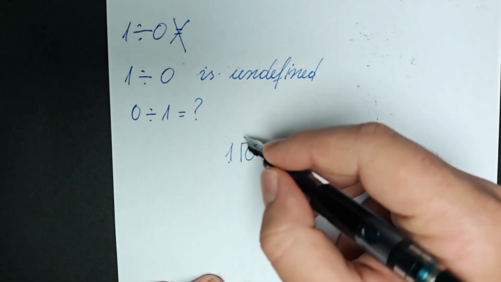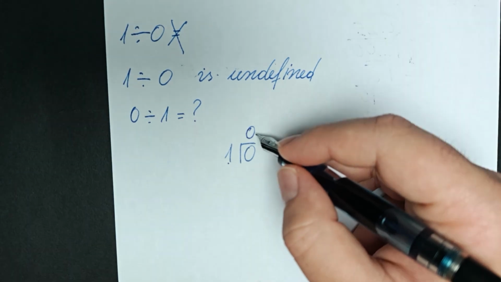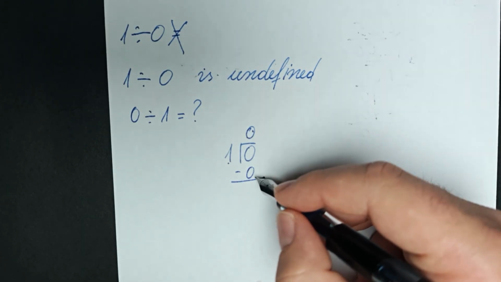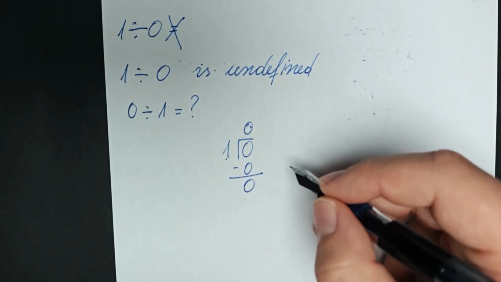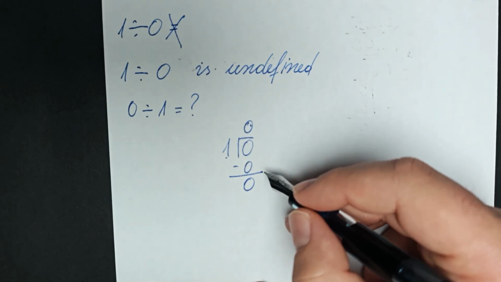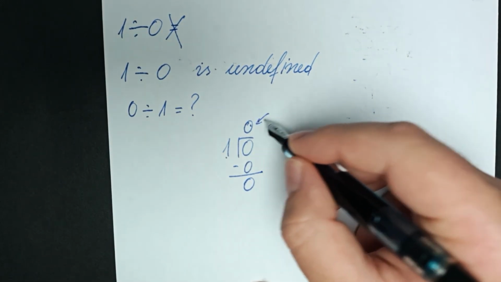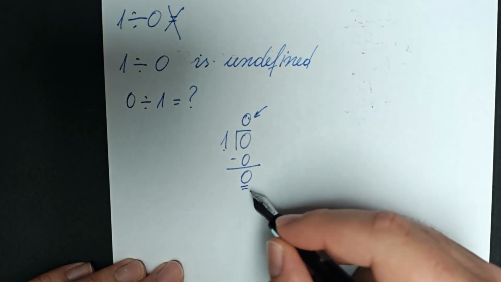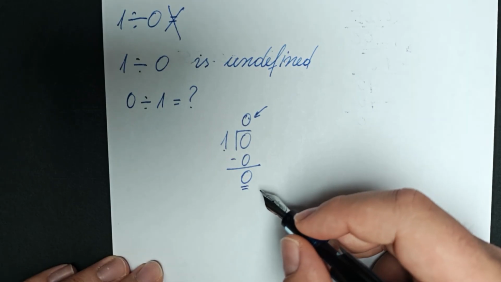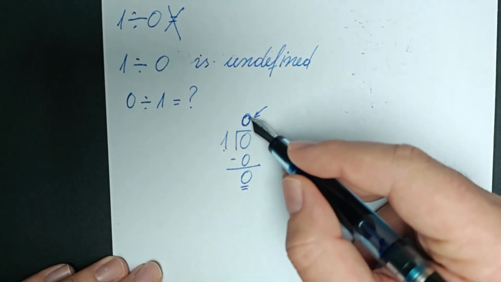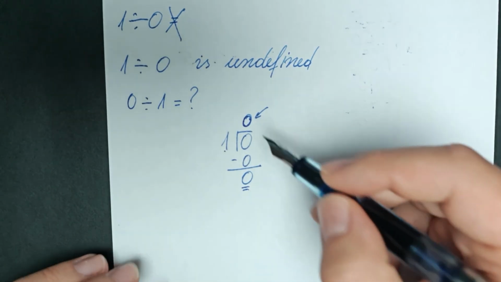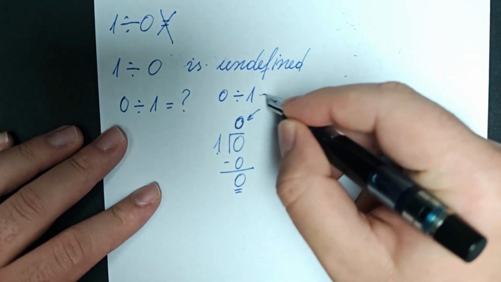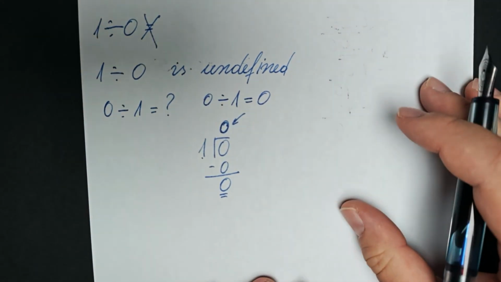So what are we going to do here? 1 goes into 0 0 times. 0 multiplied by 1 is 0, and when you subtract 0 from 0, you get 0. So the remainder here is 0, and this 0 right here is the answer. Remember, whenever you see 0 here at the end of the calculation, this number here, whichever it is, is the answer. So the answer for 0 divided by 1 is equal to 0.